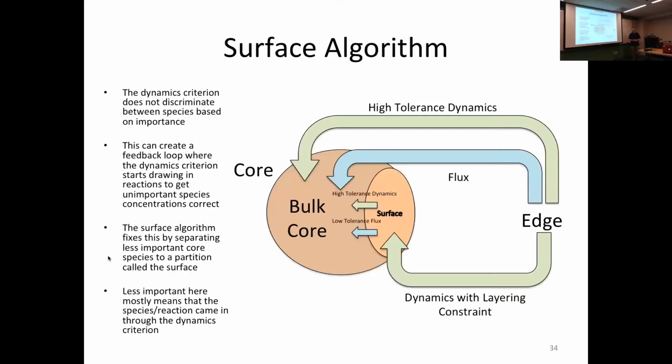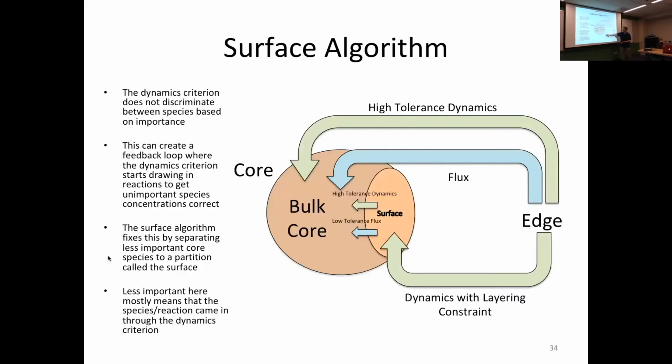The surface algorithm, which is essentially where we define something that's part of the core but we don't think it's important. We included it in the core because there were reactions that the core needed that were related to these species, but we didn't think that they had enough flux to be important enough to pull in their own species. And so this creates a bunch of different tolerances. If you want to use this, the details are going to be available in the RMG cookbook, how to set all the parameters.